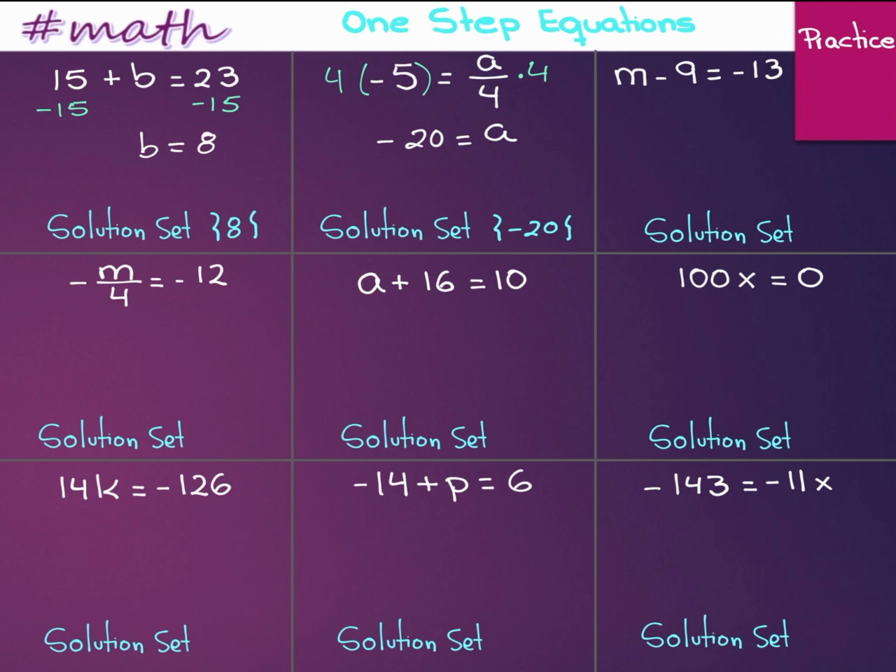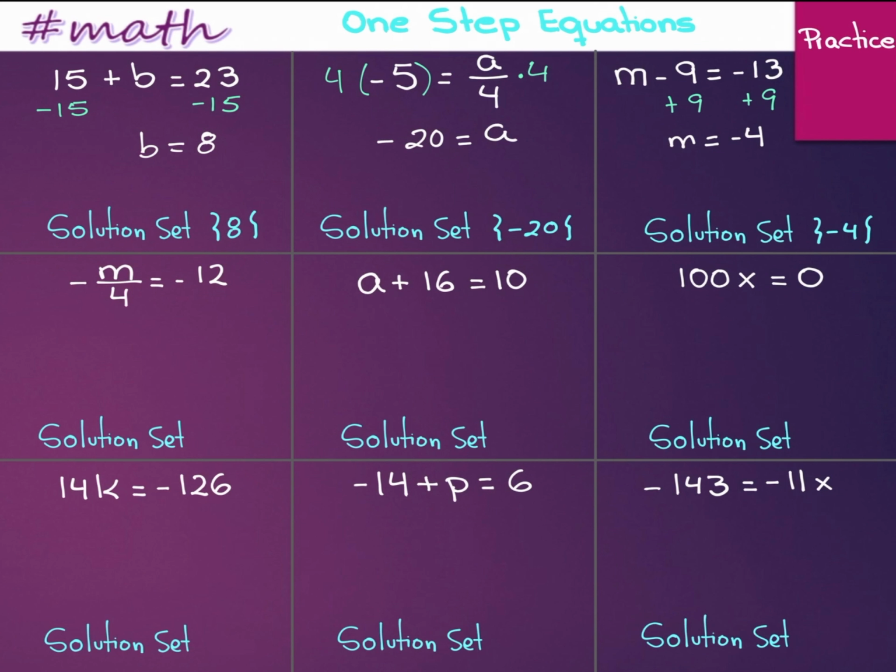On the next example, we add 9 on both sides. At 9, the opposite operation, and we get m equals -13 plus 9. You subtract. 13 minus 9 is 4, and the sign of the largest one is negative, so the answer is negative. The answer is m equals -4, and the solution set is the set containing the number -4.